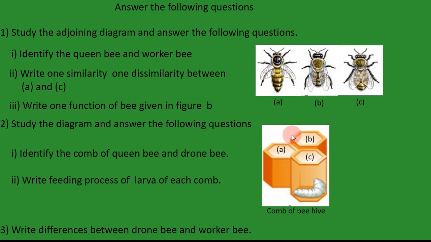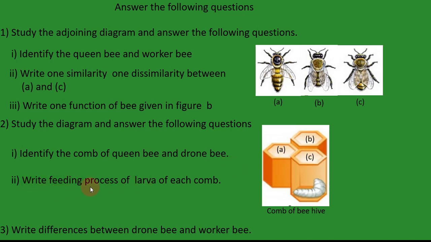Okay, through the height I can see that the comb of queen bee is B because its size is bigger and the size of queen bee is bigger. And the comb of drone bee is C because it's the second largest, and the drone bee is a medium sized bee. Okay, so the comb of queen bee is B and the comb of drone bee is C.